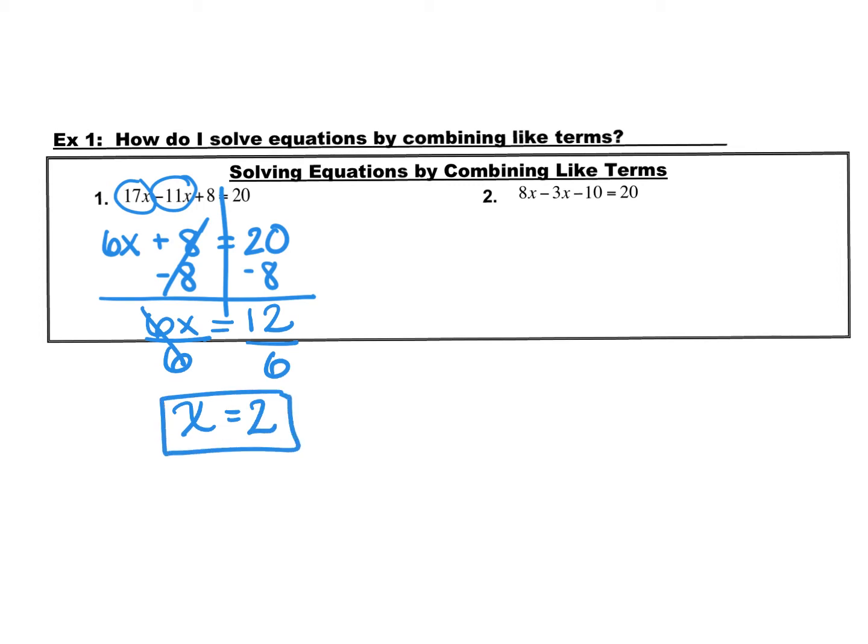Now, if we wanted to check and see if it worked, we could plug in that 2, because what we're saying is x is equal to 2. So I could take my 17 times 2 minus 11 times 2, because I have x in for both of those, plus 8, and then that should be equal to 20. When I take 17 times 2 minus 11 times 2 plus 8, I end up getting 20, and then I know that I have done it correctly.